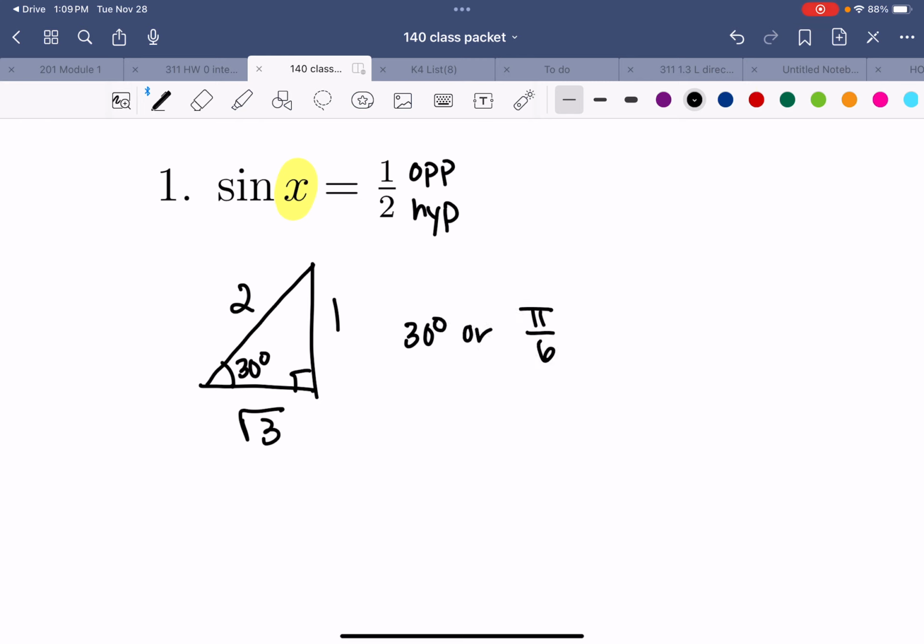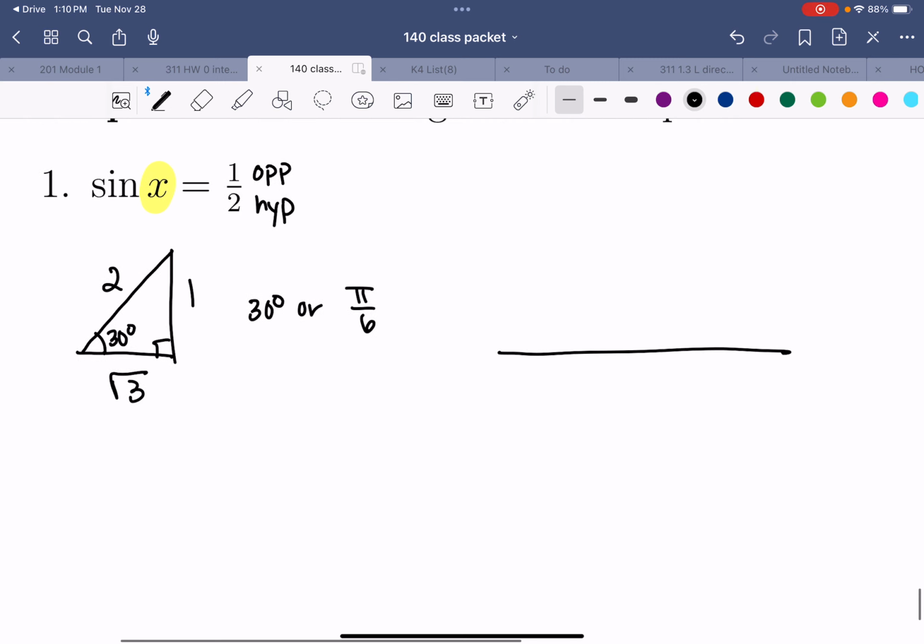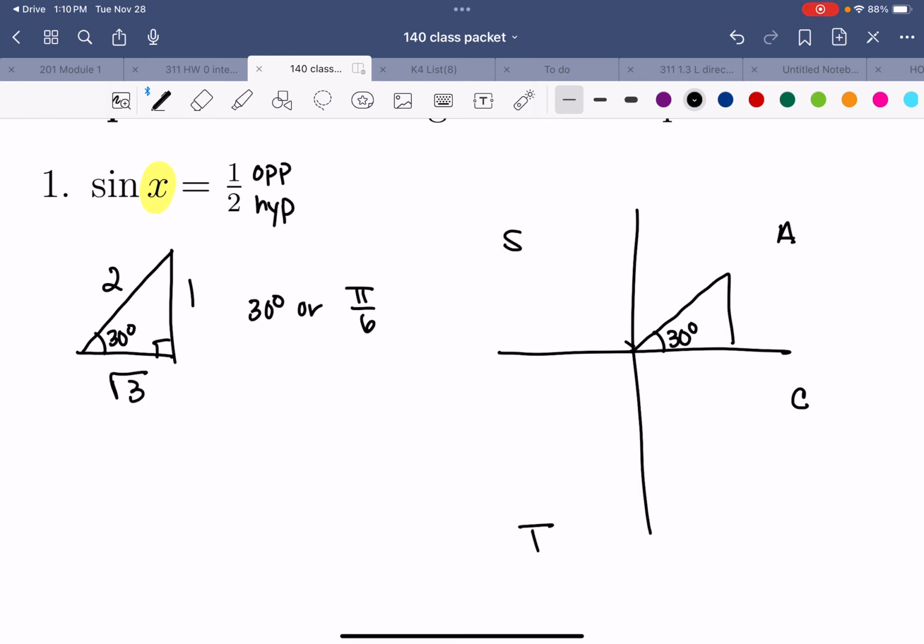But when we go backwards, that's one solution, right? But how many times in 2 pi can we get that answer? You can actually get it twice because the sine is positive 1/2 in 2 different quadrants. So it's positive 1/2 here. This is our 30 degrees, right? But sine, C-A-S-T, is also positive over here. So if I use 30 degrees as a reference angle over here, then the full angle is 180 minus 30, which would be 150 degrees.